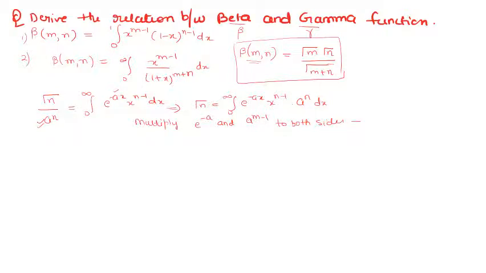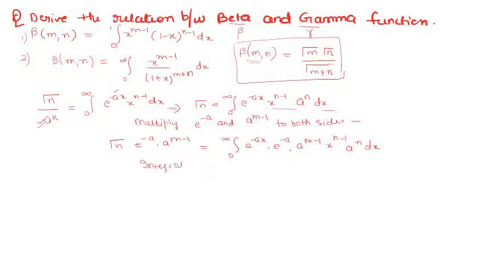So what you will get on the left hand side is gamma n and these two, so e raised to power minus a, a raised to power m minus 1, right? Then on the right hand side you have e raised to power minus ax, and these two, if we take them all together, and x raised to power n minus 1, a raised to power m minus 1, dx, right? Now you have to integrate it and simplify it.